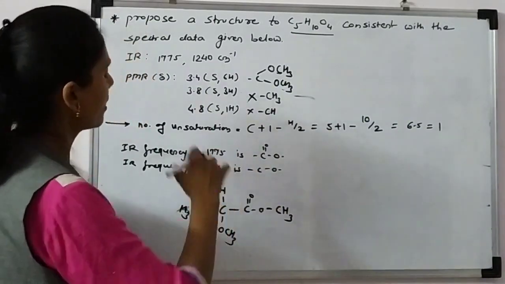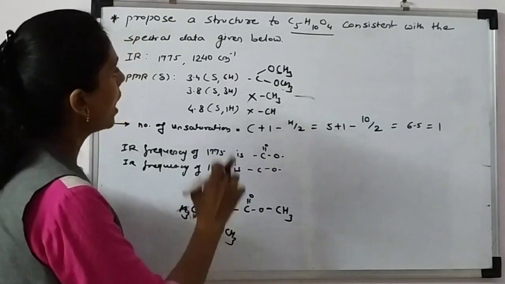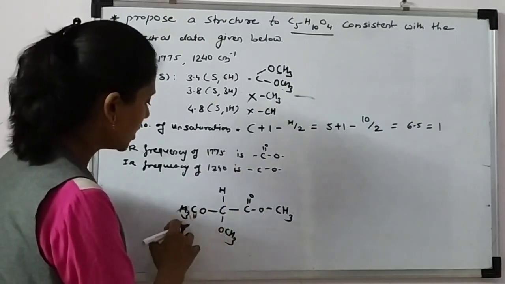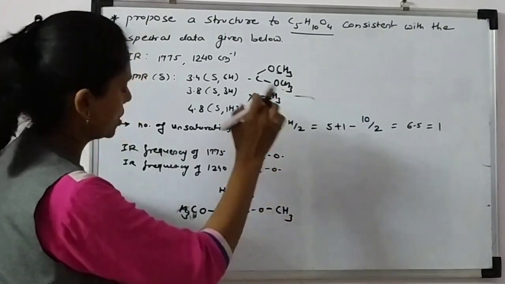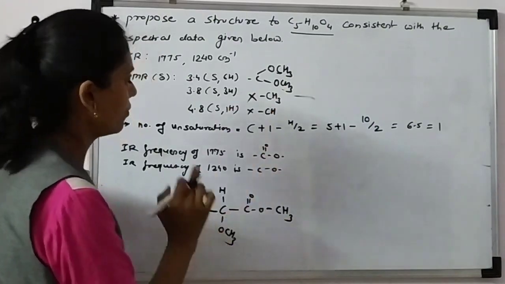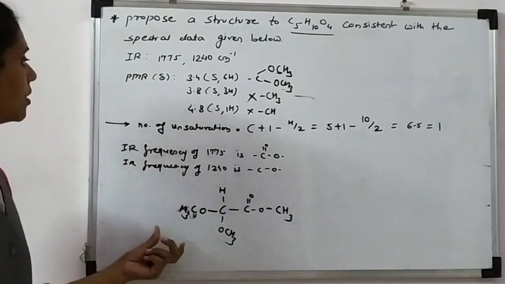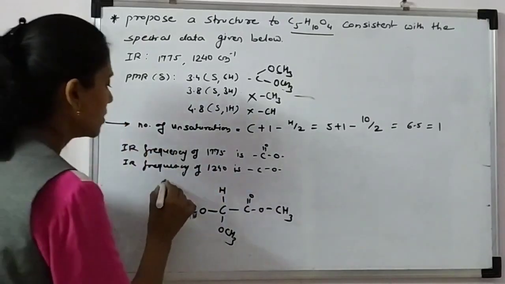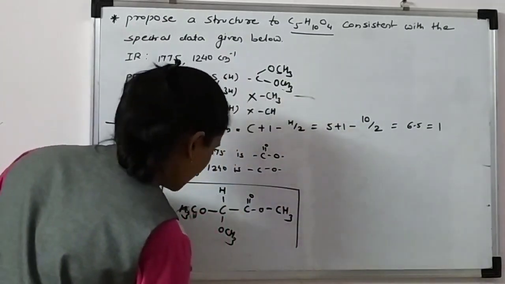So CH is there, CH3 is there, OCH3 is there, ester group is there, and C-O stretching is there. So we can calculate the carbon atoms: 1 2 3 4 5; hydrogen 10: 3, 3, 6, 7, 8, 9, 10; oxygen 4: 1 2 3 4. So its structure is this one. This is the confirmed structure for the given data.